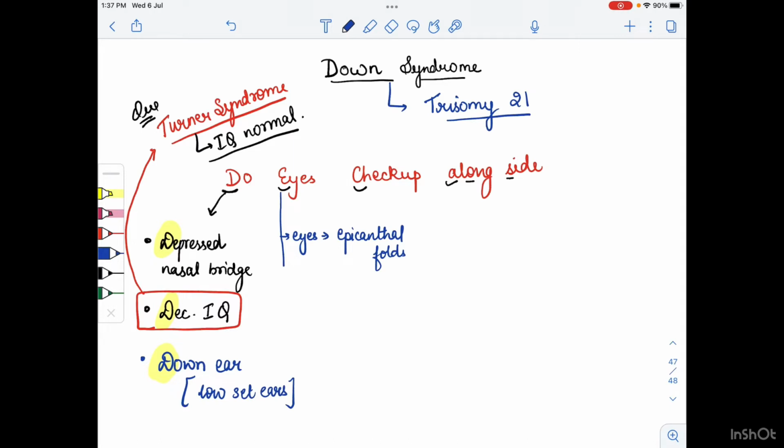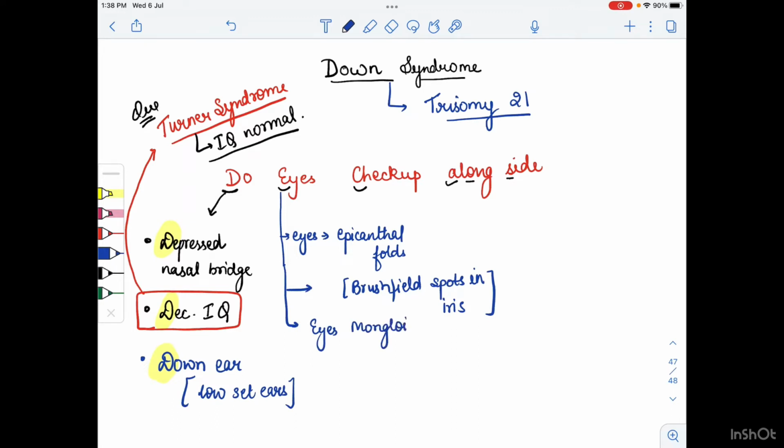So this one is the first feature: the first letter E stands for epicanthal folds. Also we see that there are Brushfield spots in the iris. Epicanthal folds, Brushfield spots in the iris, and there is a mongoloid slant. So in the eyes we have mongoloid slant.